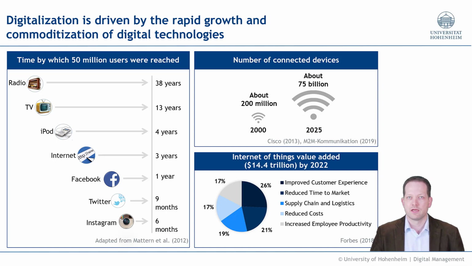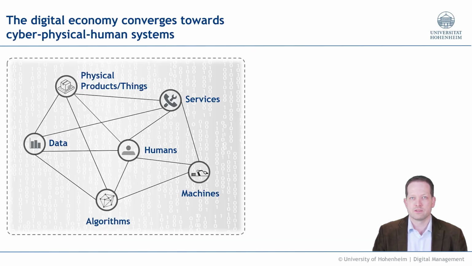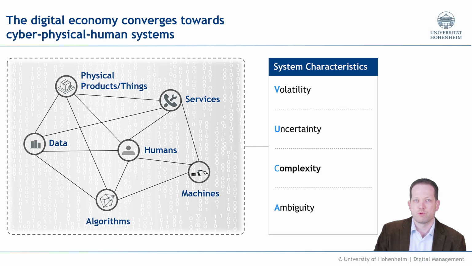Now, where does this leave us? If we go with higher and higher speed of innovation and higher level of connectivity, then the result will be something like what you see here very schematically, a cyber-physical human system. You have the human at the center, hopefully at the center. You have the physical products and things on the internet. You have data, algorithms, services, machines, all on the internet, all connected with each other. And that's a complex thing. The characteristics of this world are oftentimes abbreviated with the term VUCA, standing for volatile, uncertain, complex, and ambiguous. These are the system characteristics which make it very difficult to analyze and manage such systems.